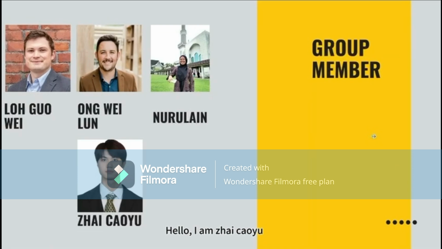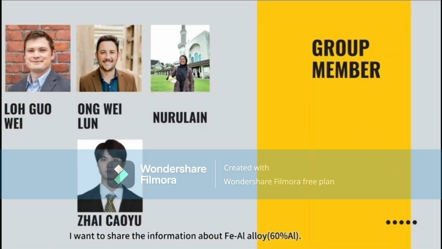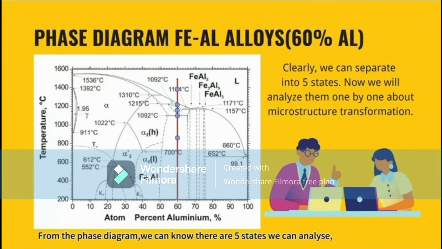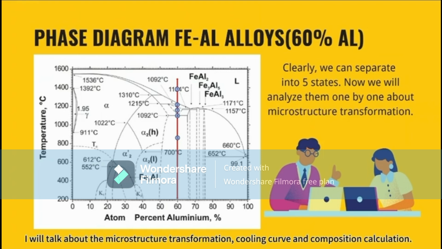Hello, I'm Jess Hao-yu. I want to share information about an aluminum alloy, which is about 60% aluminum. From the phase diagram, we can know there are five states we can analyze: above 1220 degrees, 1220 degrees to 1160 degrees, 1160 degrees to 1092 degrees, and 1092 degrees and below. I will talk about the microstructure transformation, cooling curve, and composition calculation.